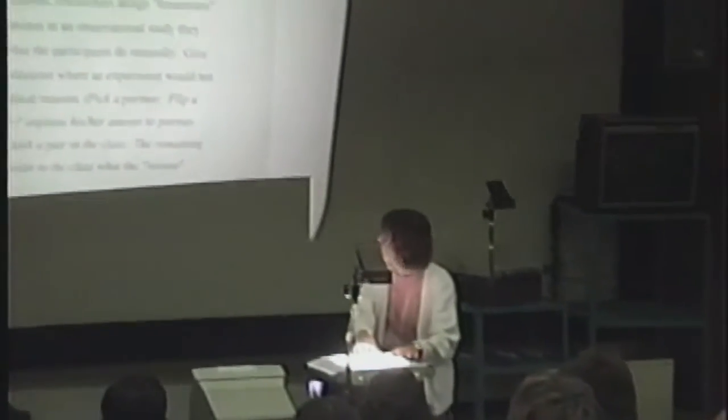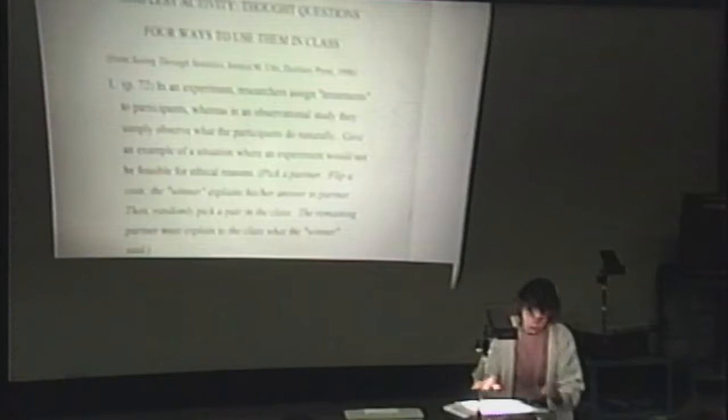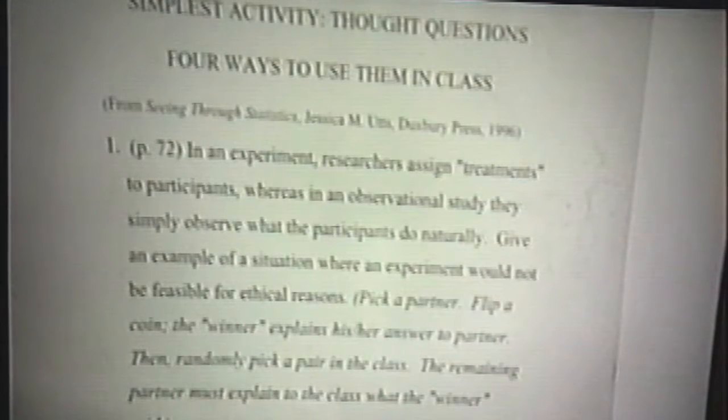The simplest kind of activity is what I call a thought question. And in my book, I start every chapter with a number of these thought questions. And so we're just going to do a few of them here, because I want to show you different ways that you can actually handle them in class, depending on the size of your class. So we're actually going to do this now. And here's the first thought question. In an experiment, researchers assign treatments to participants, whereas in an observational study, they simply observe what the participants do naturally. Give an example of a situation where an experiment would not be feasible for ethical reasons.